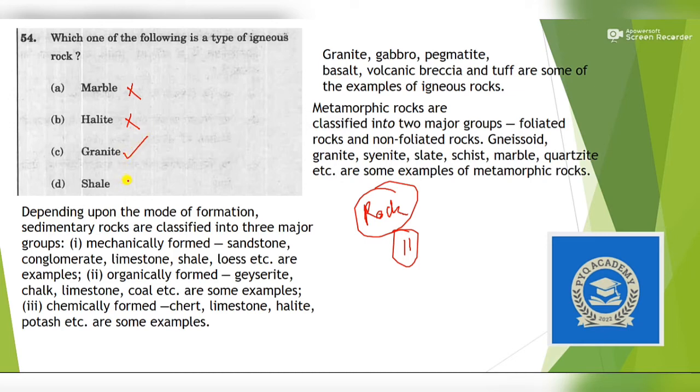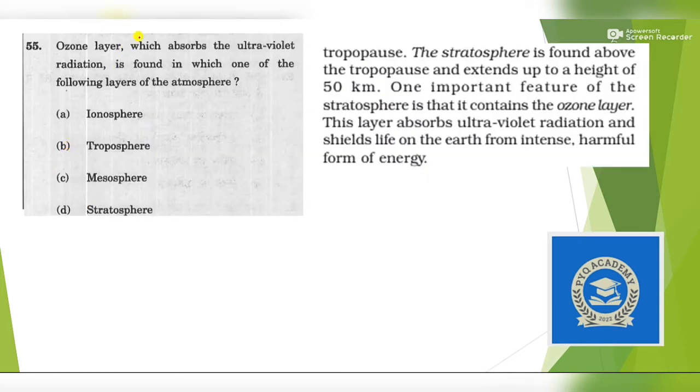Shale is a sedimentary rock. You can get answers by just going and reading the chapter and remembering all the examples. Only examples are asked from this chapter. So our answer is option C. Let's move to the next question. The ozone layer, which absorbs the ultraviolet radiation, is found in which one of the following layers?